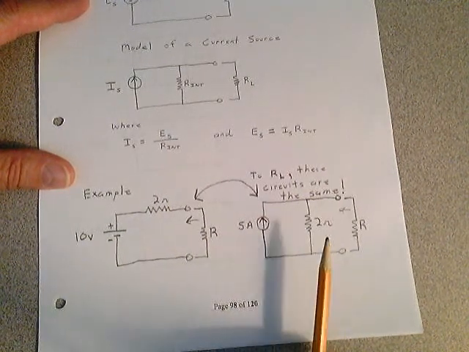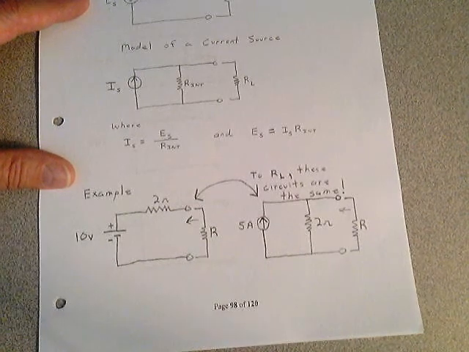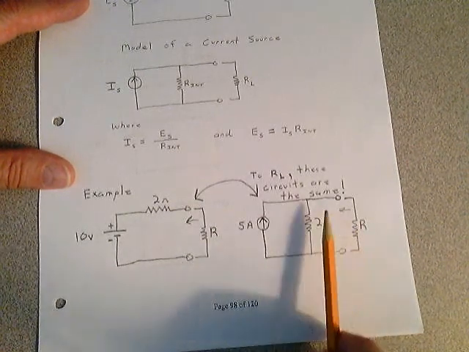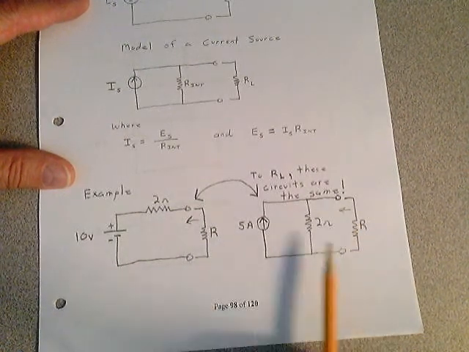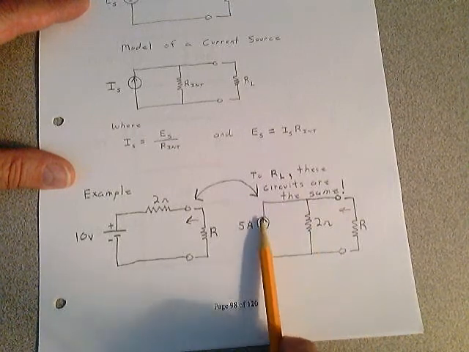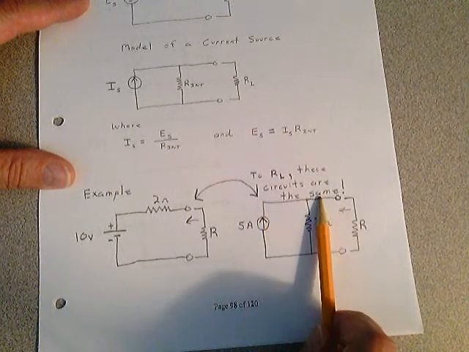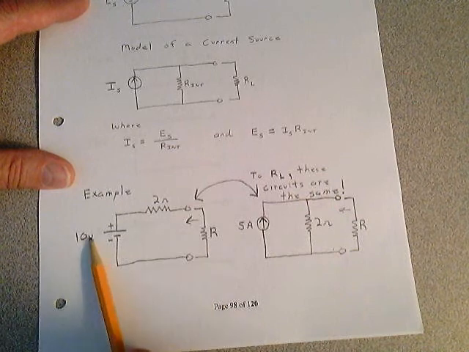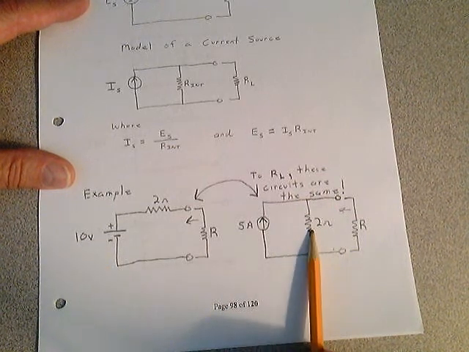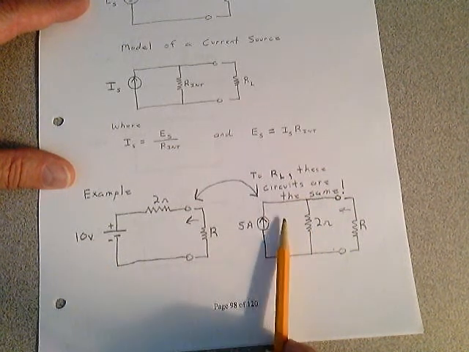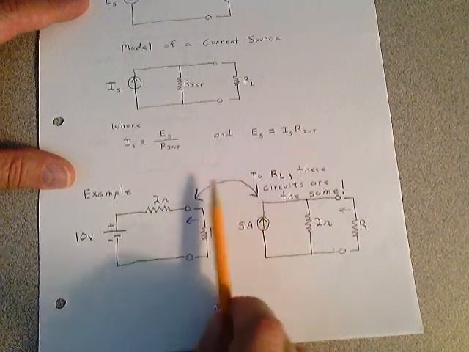If you're given this current source and you want to get back to a voltage source, you remove the resistance and calculate that open circuit voltage. Well, you have the 5 amps flowing through the 2 ohms, which generates 10 volts. Then you bring the resistor from parallel up to series. So you'll be able to go back and forth between these two sources.